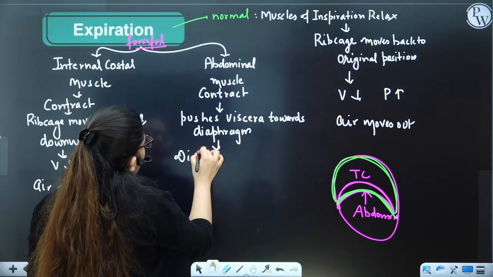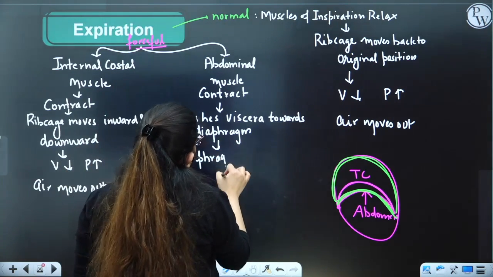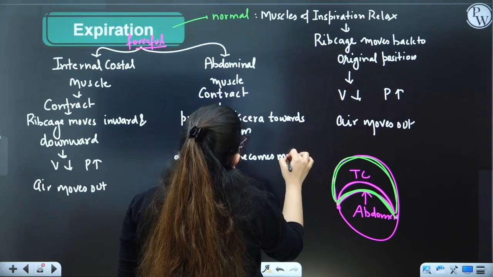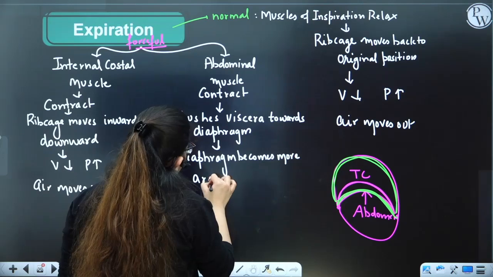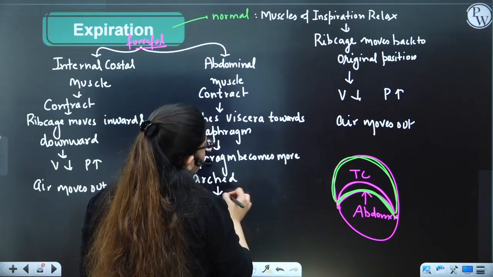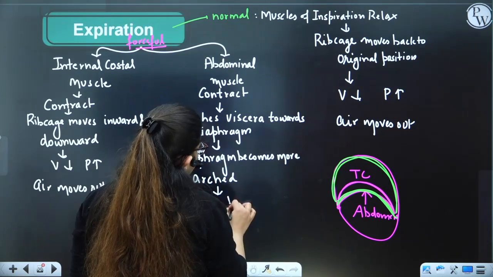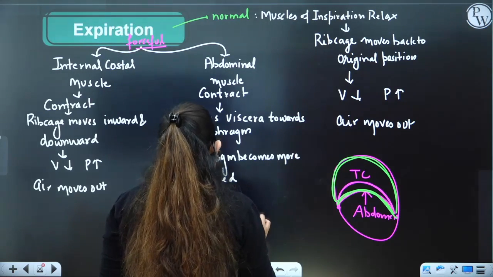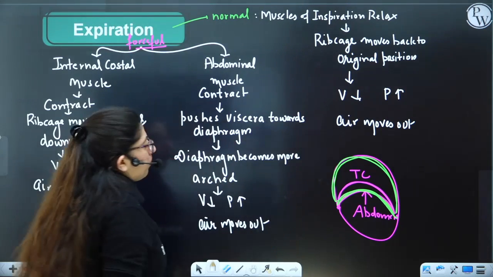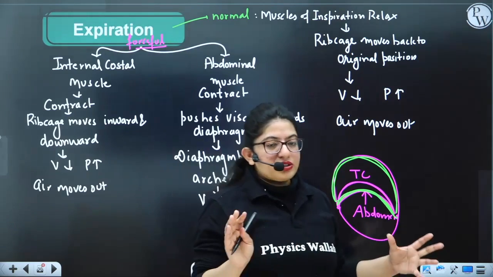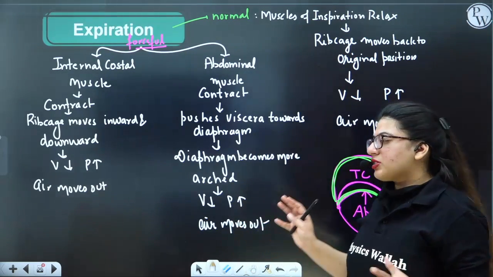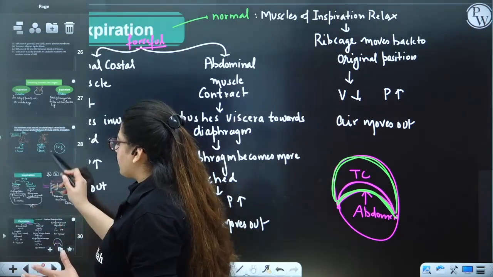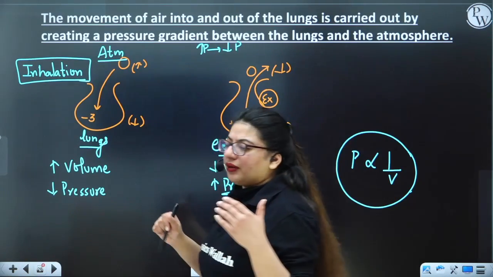Diaphragm will become more arched. Diaphragm becomes more arched. Now what will happen? The volume decreases, pressure increases, air moves out. I hope you understood this whole concept. It's quite simple. If you understand this concept, everything will be easier for you.